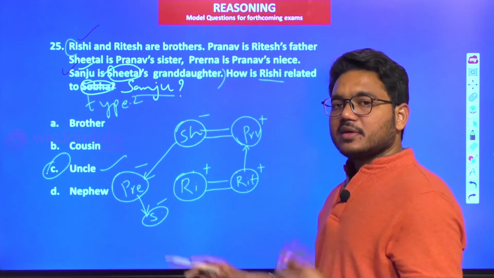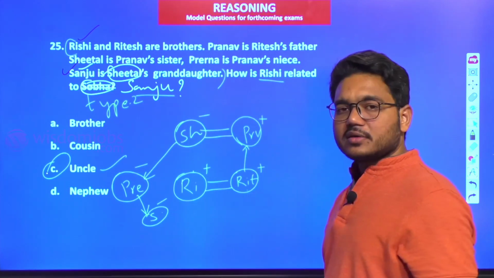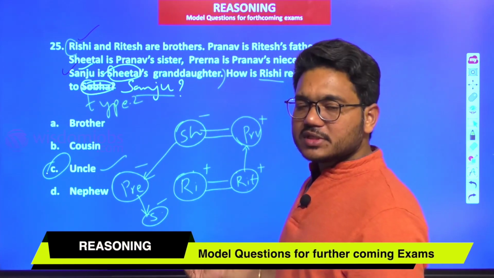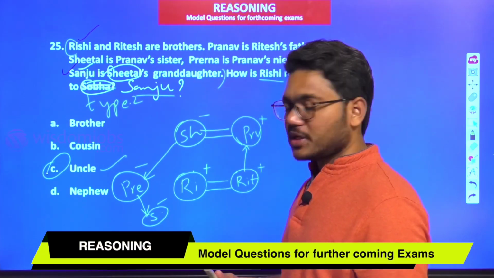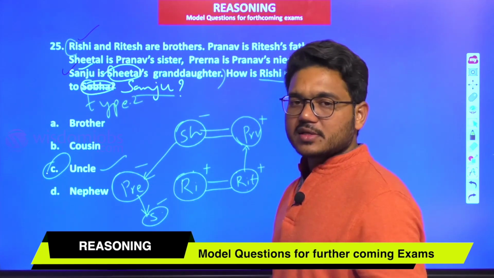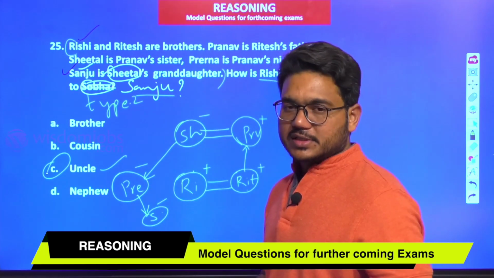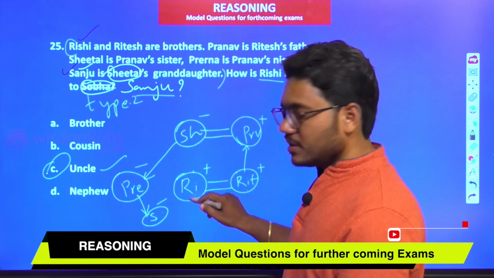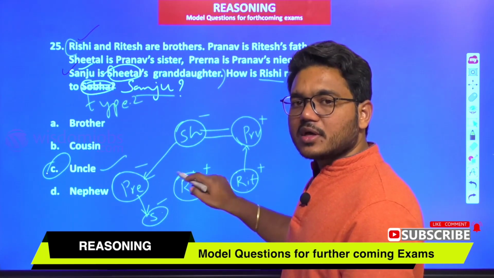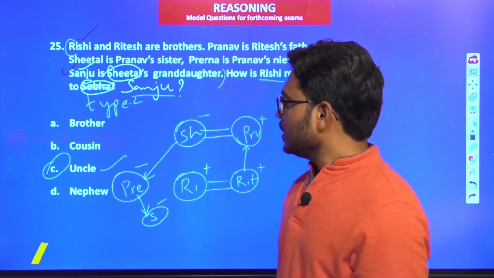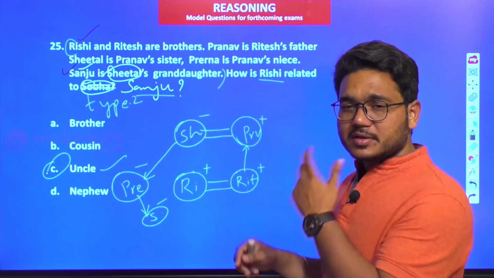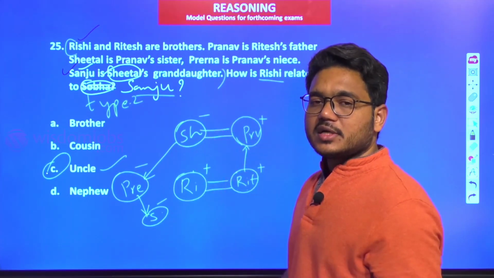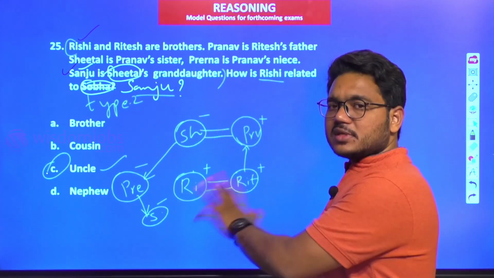A cousin's son or daughter is your nephew or niece: son is nephew, and a cousin's daughter is what you call niece. So Ritesh here, not Rishi. Rishi is Sanju's uncle, that is our answer. You can easily observe that if you go ahead with an accurate relationship tree, finding the answer is very simple.